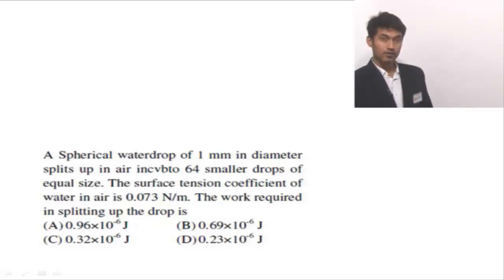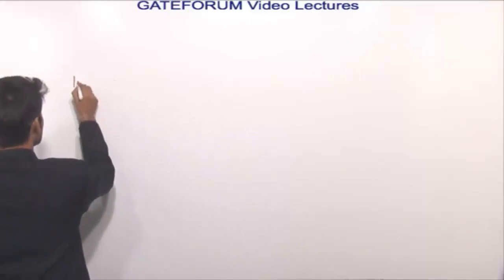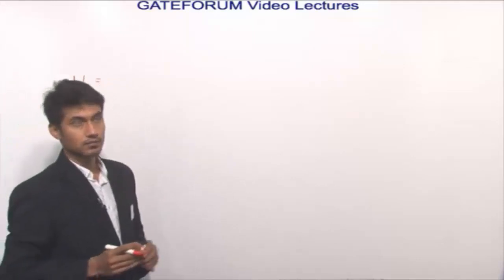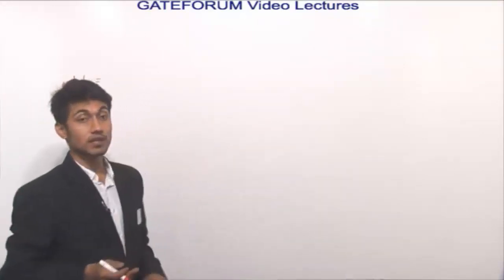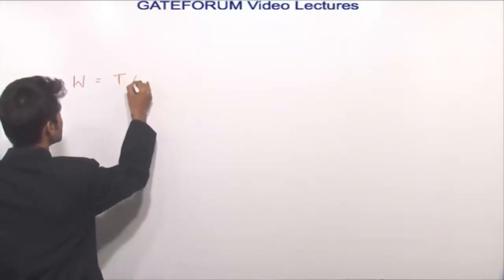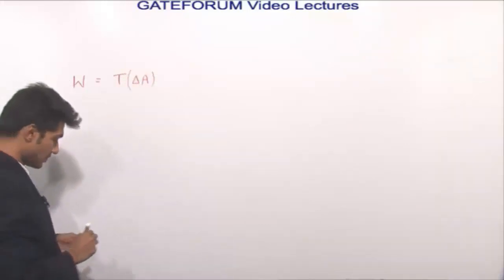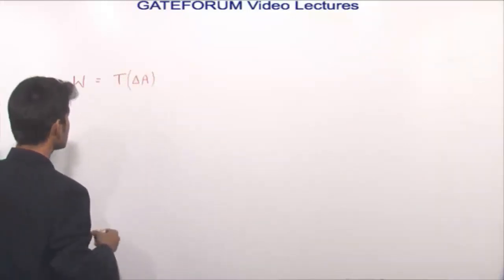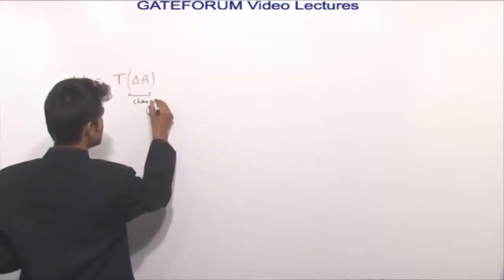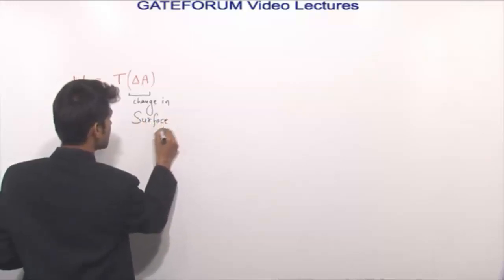Now, for such questions, you must know the formula of work done in splitting up these droplets. That is the only way by which we can start our question. So, the work done formula is written as surface tension into change in area. This is a formula we can remember. This is change in surface area.